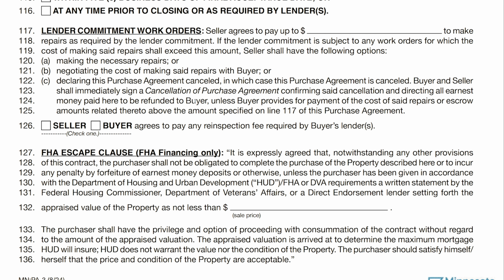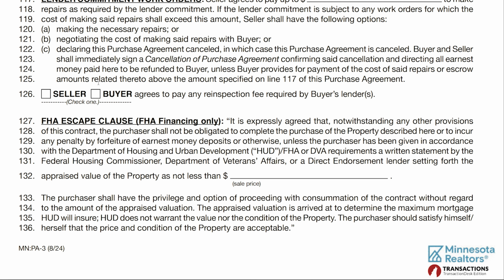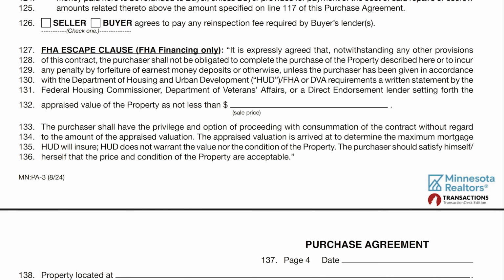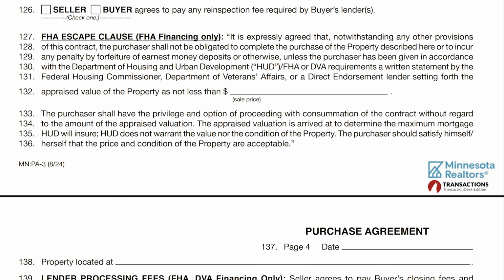After the completion of some of these items, some appraisals are going to require the appraiser to go back out there and do a reinspection. Some will take just a photograph. If there is a reinspection, if there's a fee, we're going to designate who is going to pay for that. On line 127, the FHA clause, what that is about, that basically means if for some reason a property doesn't appraise to the purchase price, you will not be bound to that number. You'll be able to renegotiate.